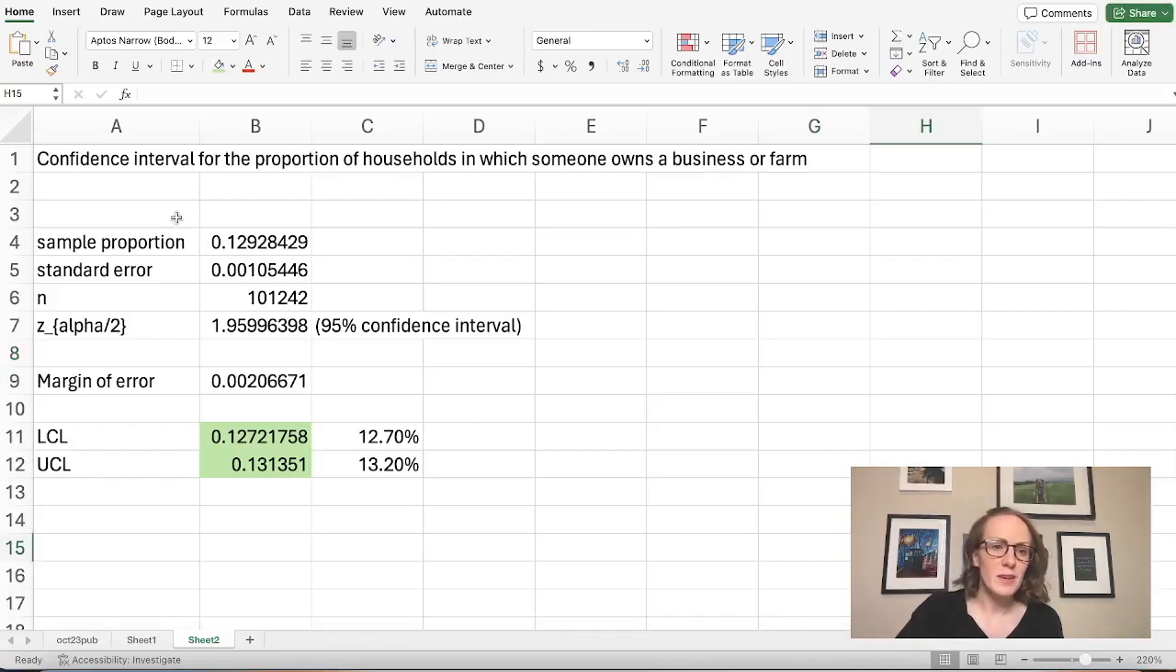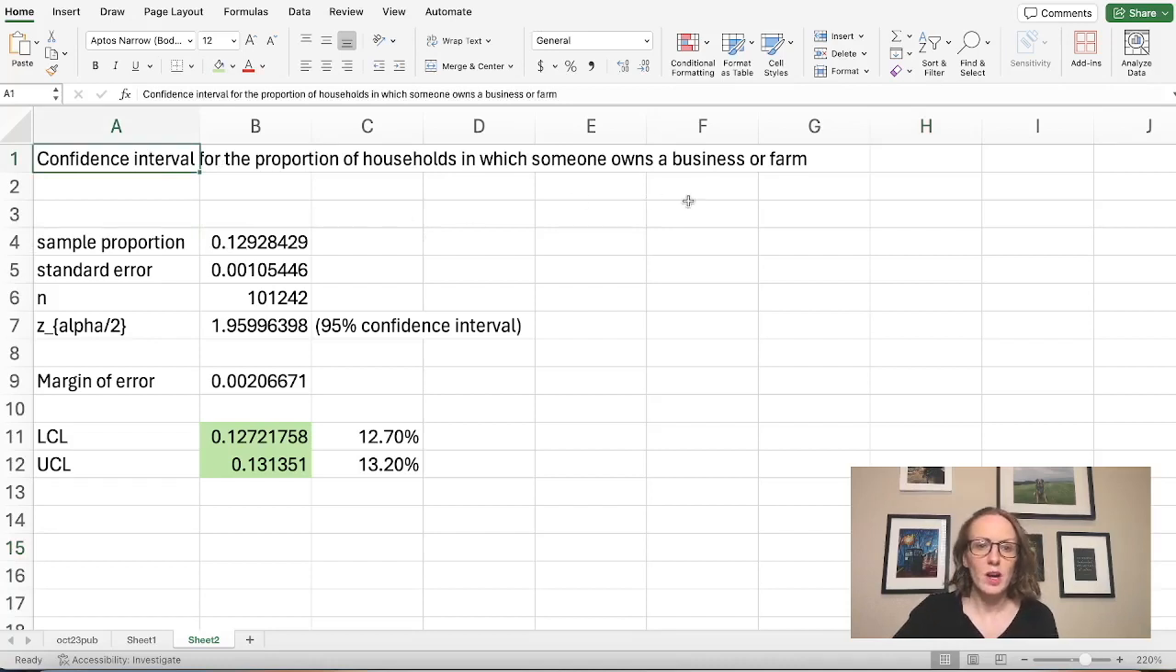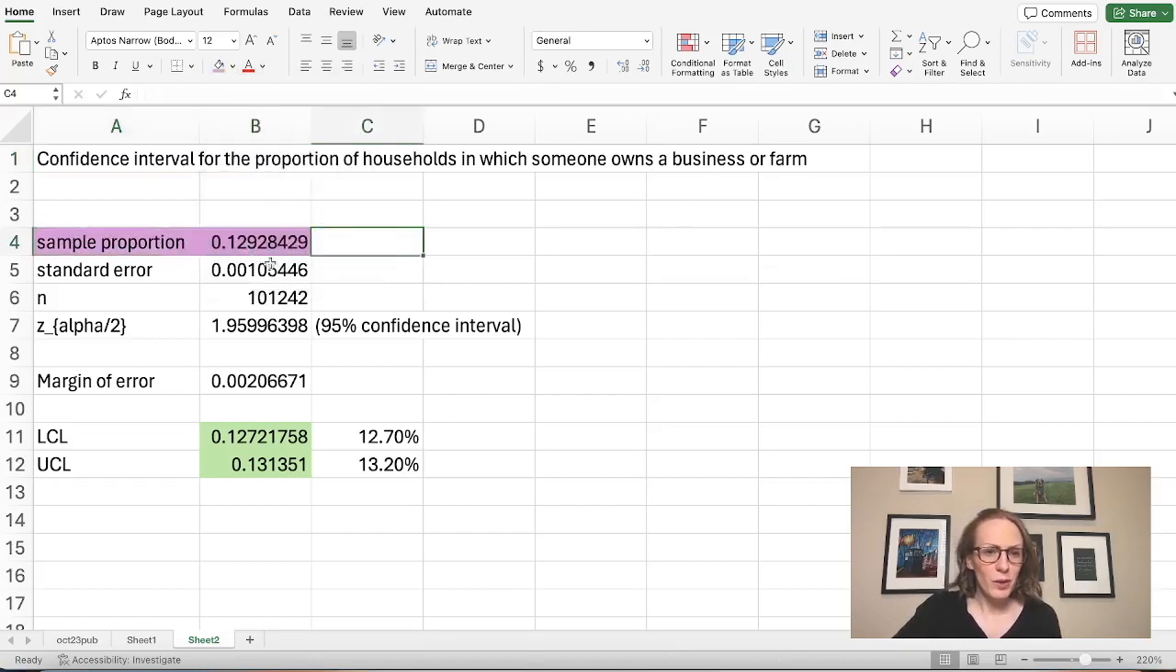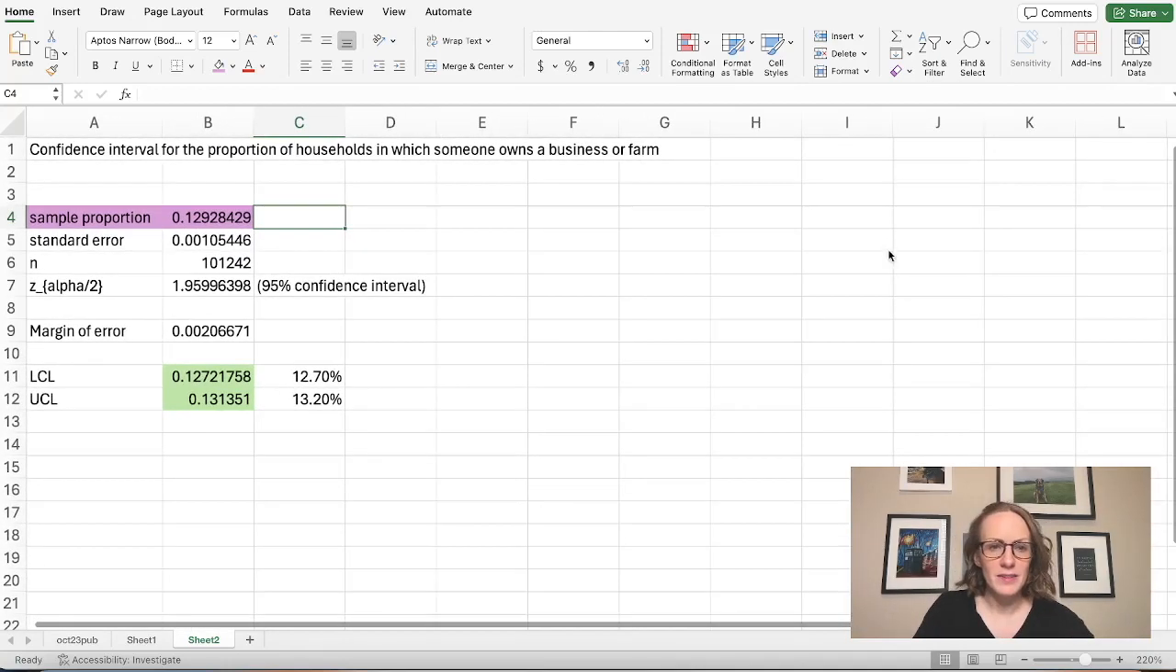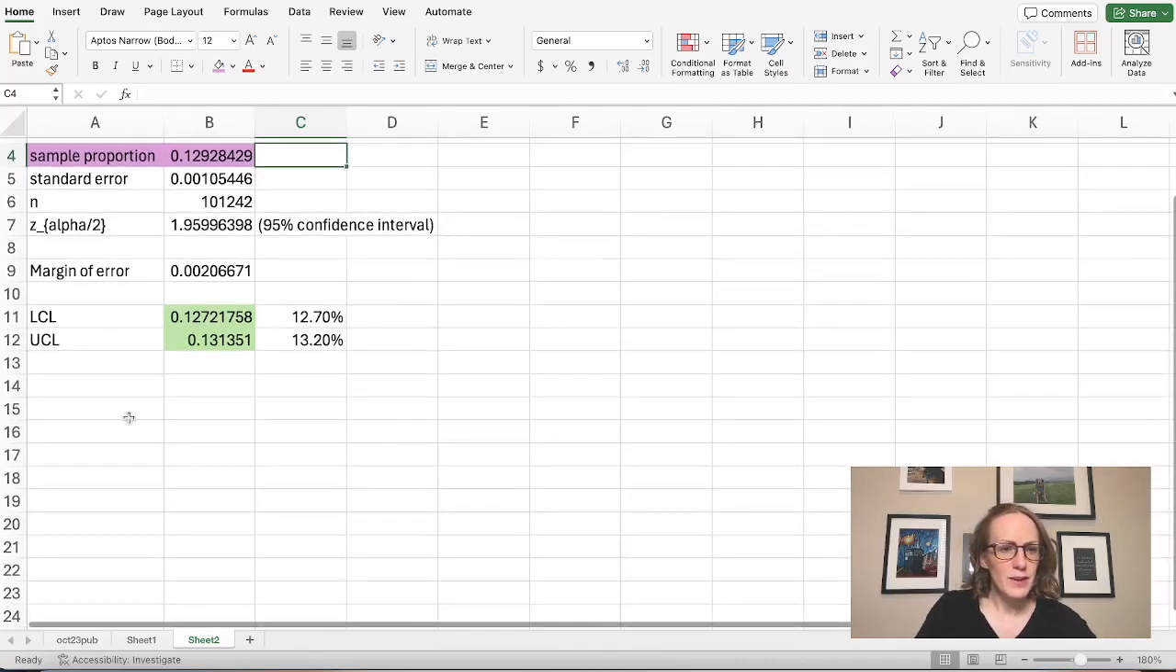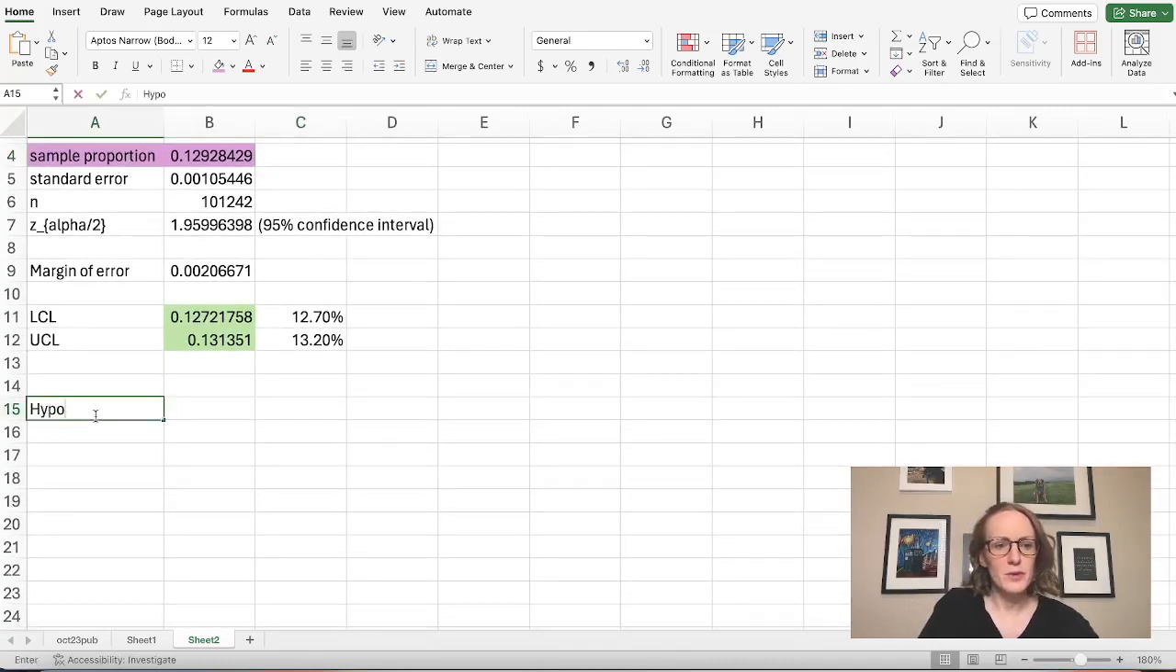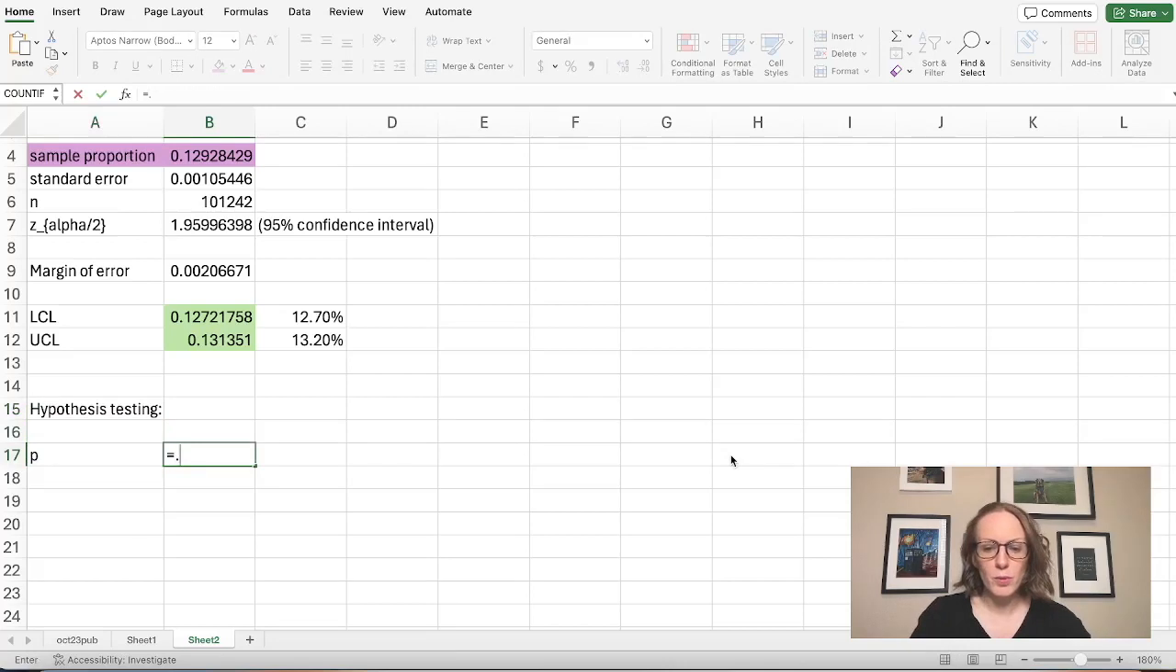Now let's switch over to Excel and see how we would do this in this example. Previously, we made a confidence interval for the proportion of households in which someone owns a business or farm. When we did that, we had to find the sample proportion, and we got about 12.9%. Now we're doing this hypothesis testing, so I'm going to move down below a little bit. And we're testing this hypothesis that the actual proportion is 10.4% or 0.104.